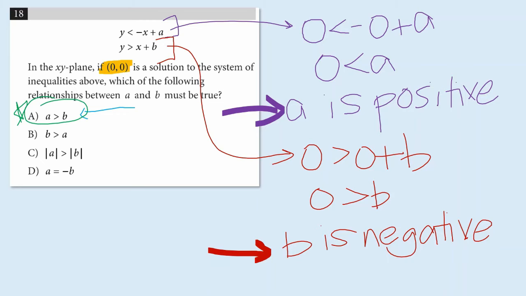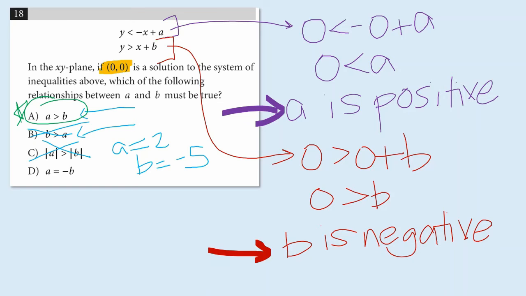So, for example, is b greater than a? Well, b is a negative number, and negative numbers are not greater than positive numbers, so I can eliminate the second answer choice. Does that mean the absolute value of a is greater than the absolute value of b? Well, if a was something like, let's say, positive 2, and b was something like negative 5, well, the absolute value of b, which is 5, would be greater than the absolute value of a. So we can eliminate that answer choice.